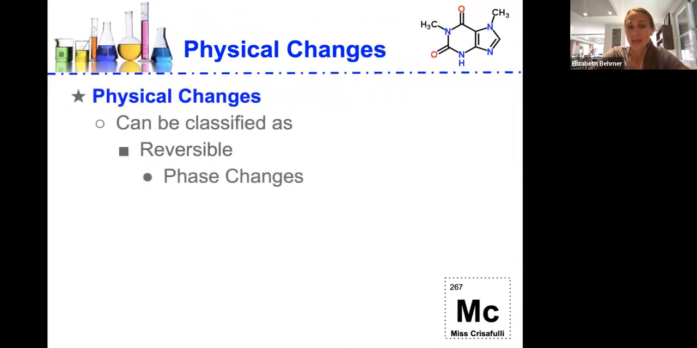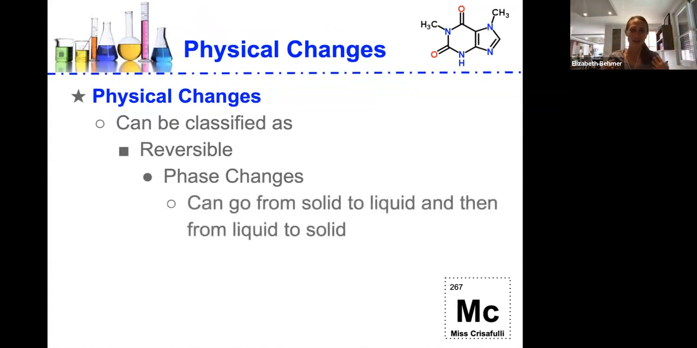Physical changes can be classified as reversible, meaning that a part of matter can go through a phase. So some sort of matter or substance can go from a solid to a liquid and then back again from a liquid to a solid. That would still be an example of a physical change because the substance is not changing composition. For example, if you take water, you can boil water, you can freeze it, it can evaporate, but those are all physical changes. Nothing new is being formed, and the overall substance is not changing.